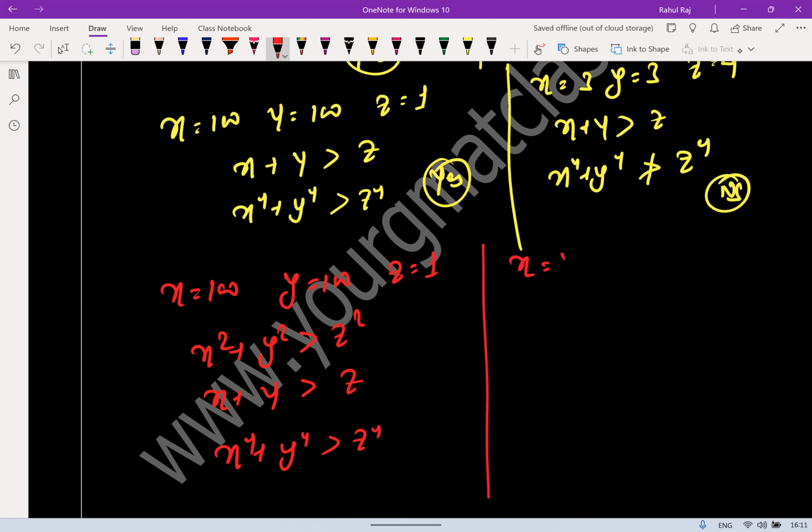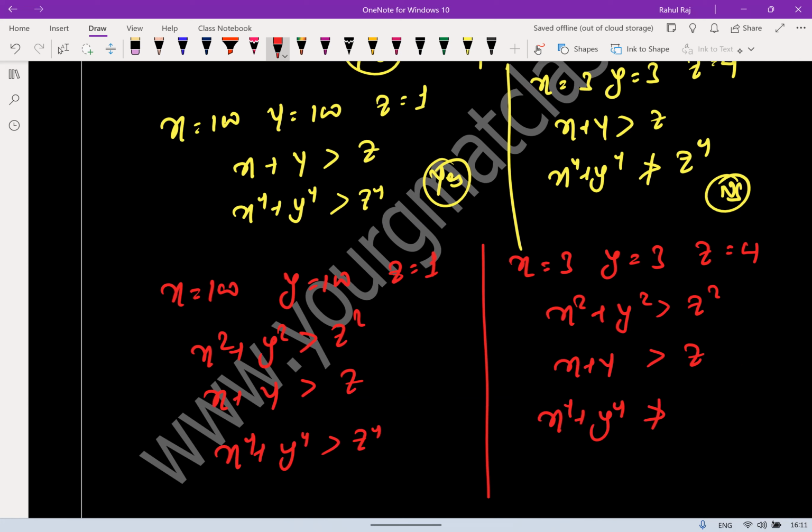But when I take x is equal to 3, y is equal to 3, z is equal to 4. Statement number 1 suffices, x square plus y square is greater than z square. Agreed. Statement number 2 suffices, x plus y greater than z. 3 plus 3, 6 is greater than 4. But my question does not suffice. And A is not sufficient, B is not sufficient, C is not sufficient. So answer is E. Because D says what? Each of them are individually sufficient to answer the question.